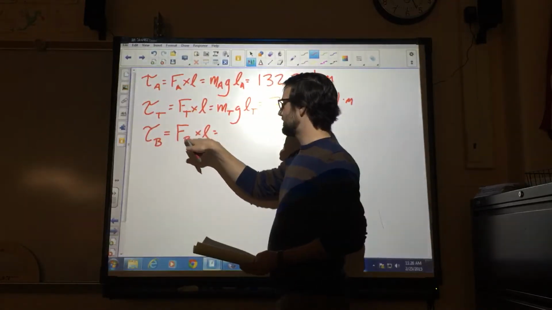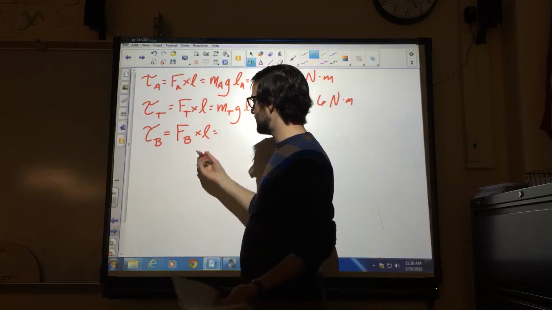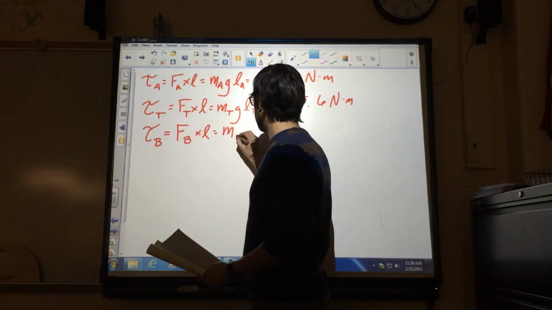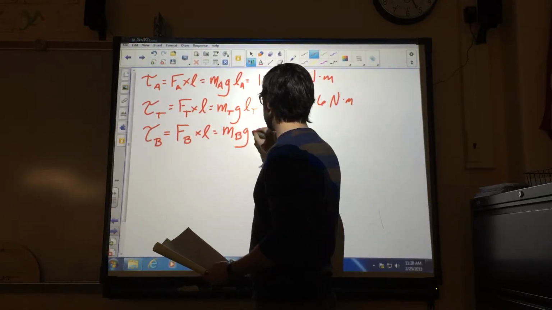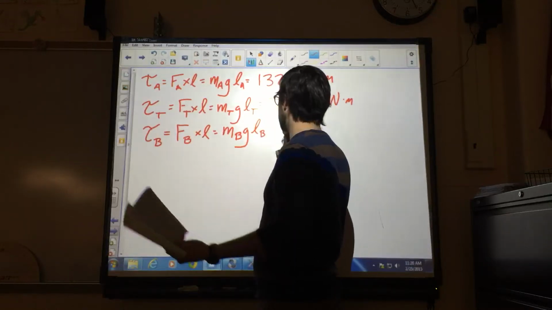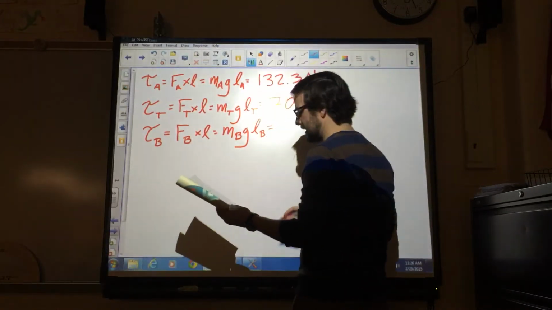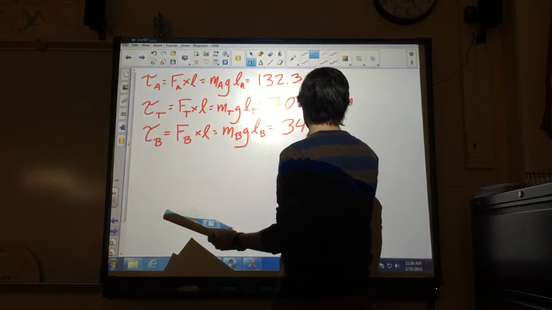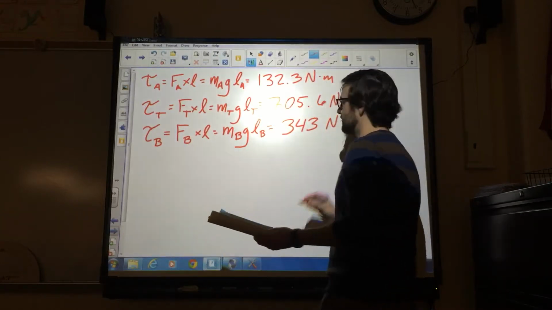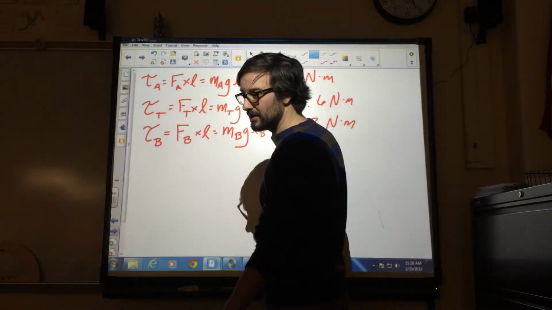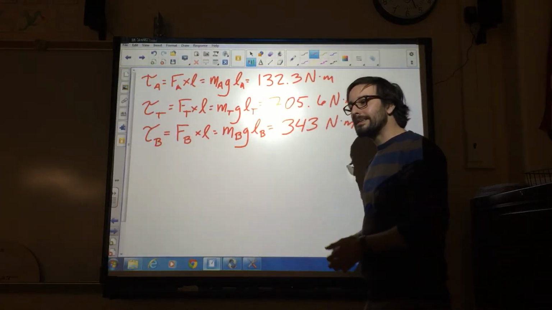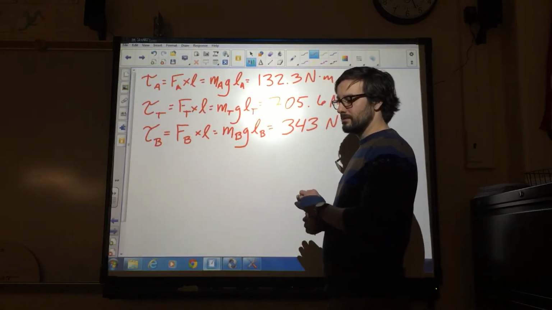So torque B is equal to the gravitational force on B times the distance between where it's applied and the axis. So in this case, that's the mass of object B times g times L, we'll call it L_B. It should work out to be 343 Newton meters.